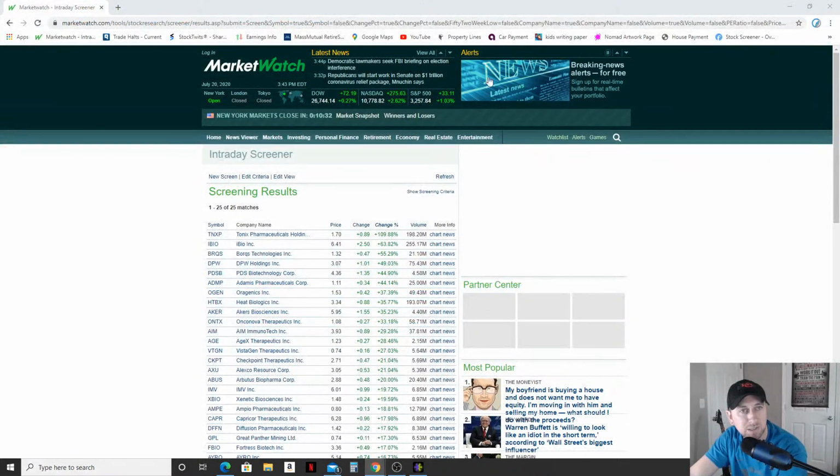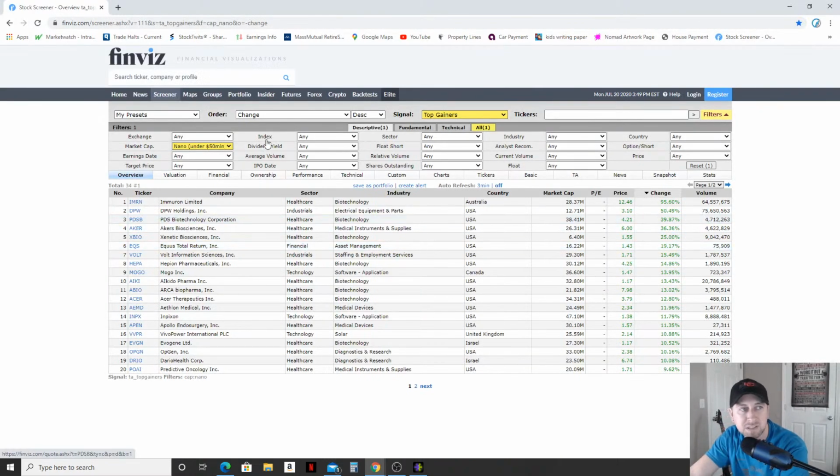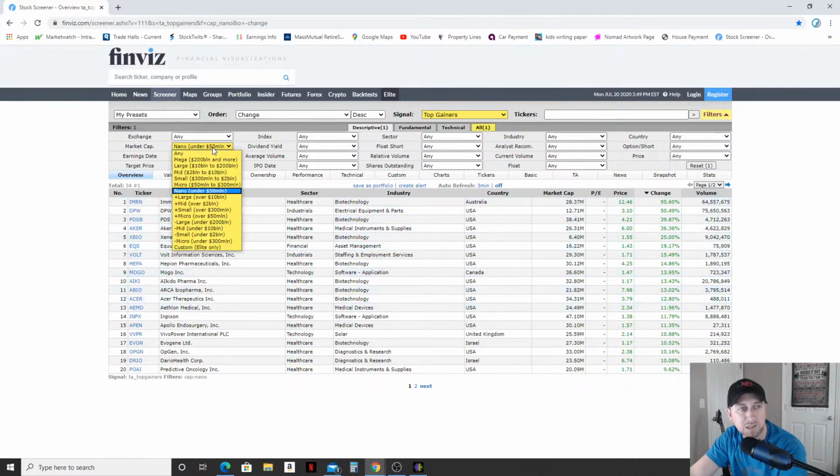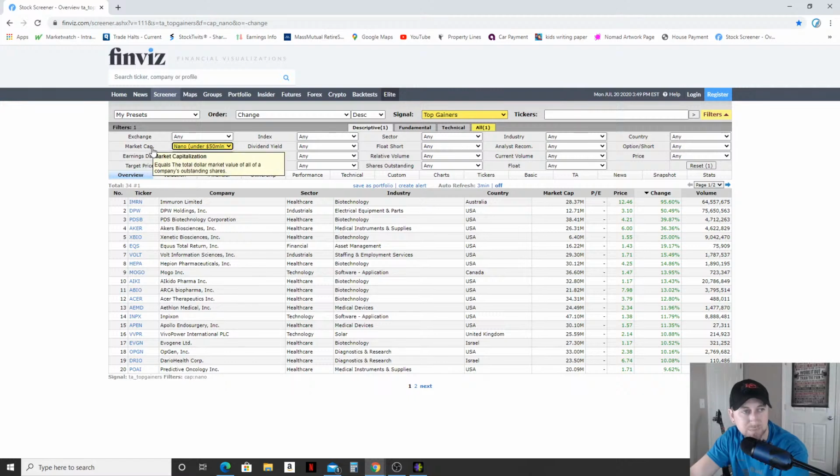Another one would be, you can do like me, I've got all kinds of bookmarks up here to things that I use frequently. So you can go to the FinViz stock screener, which is also free. Go to market cap and put nano if you're looking for small market caps. Then just do top gainers, and it's going to bring up the top gainers in the nano cap, and you can do mega, large, mid cap, small cap, micro cap, all different kinds of subcategories depending on what exactly you're looking to trade.